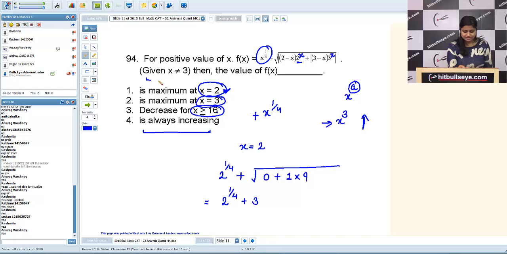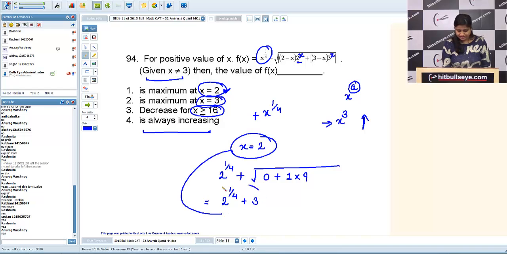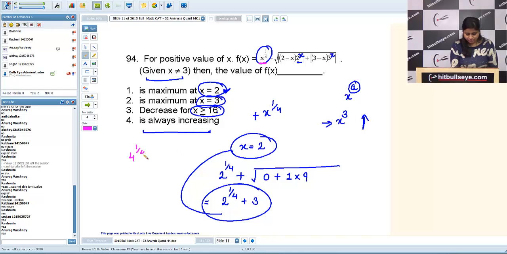Say in the domain it is mentioned that x cannot be equal to 3. We can take x is equal to 4. For x is equal to 2, we are getting this value. If we take x is equal to 4, we will get 4 raised to power 1 by 4, which is nothing but 2 raised to power 1 by 2. Now you can compare them.